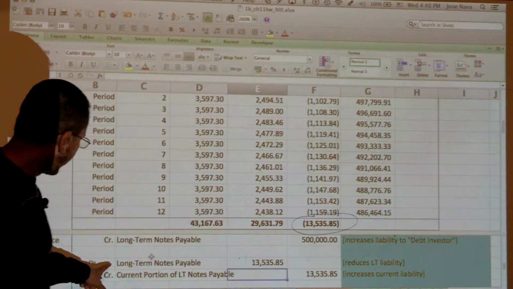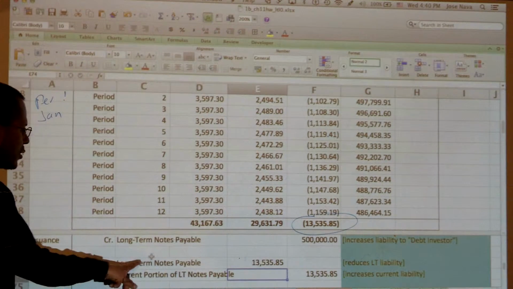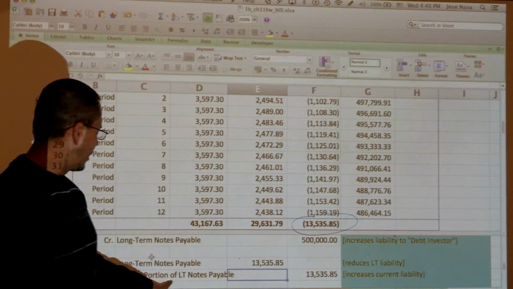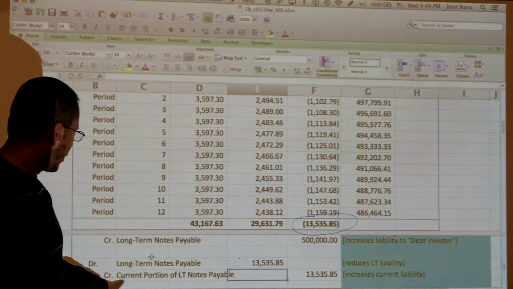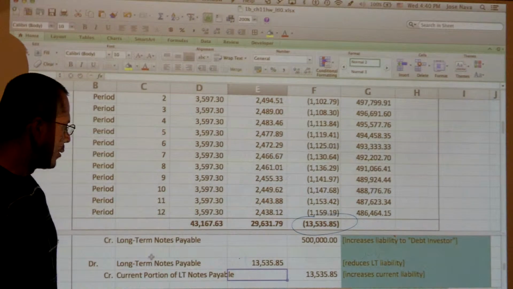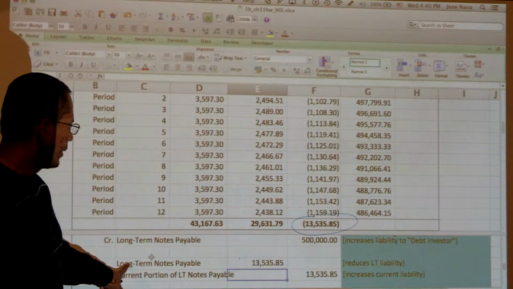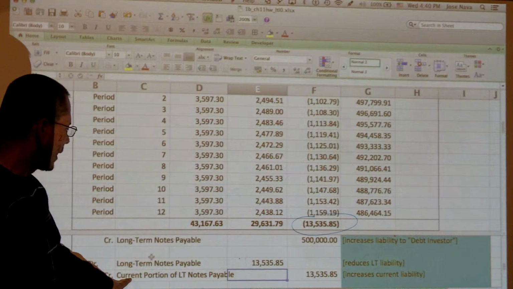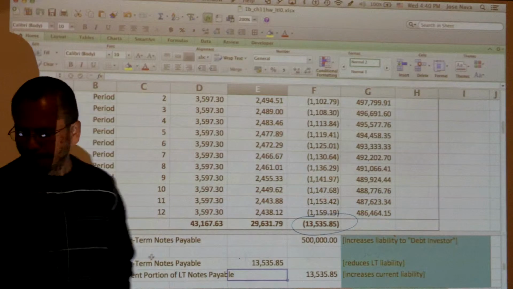So that's the reason you have a debit to long-term notes payable and basically a transfer to the current portion of long-term notes payable account. This one is a long-term account. This is a short-term account. And so here's the reclass.